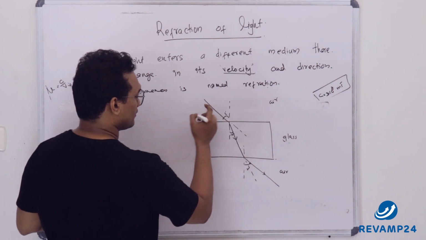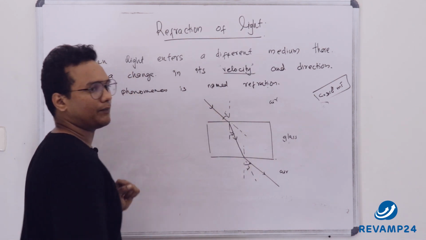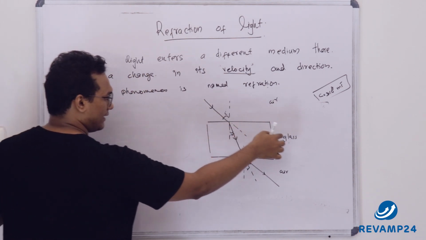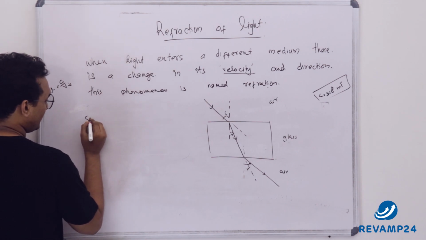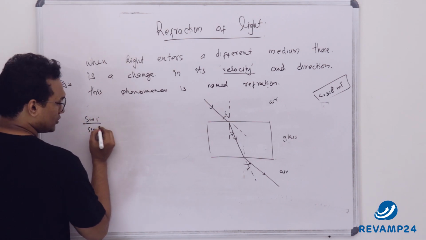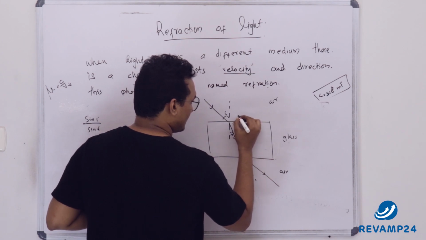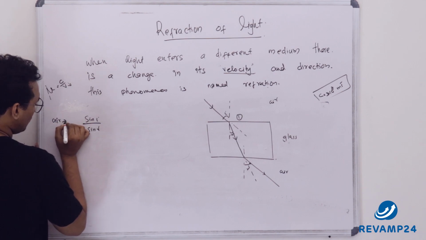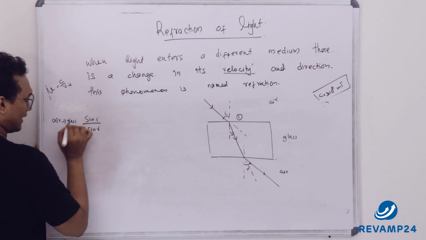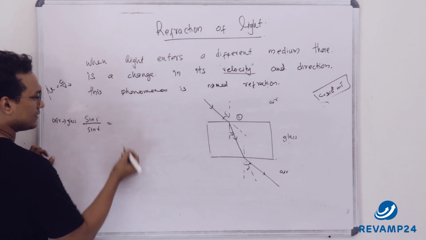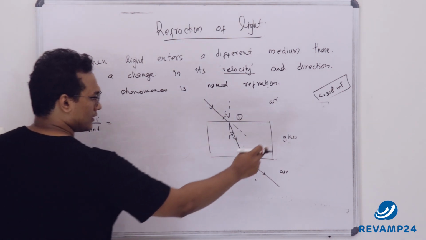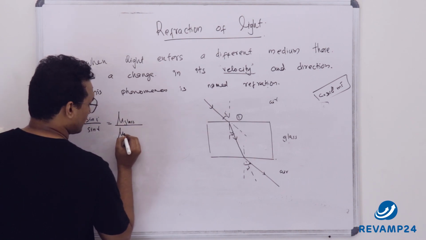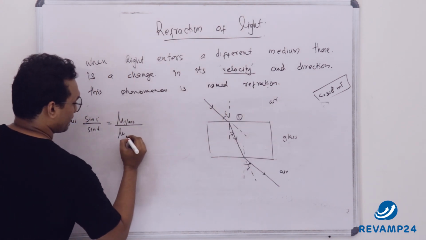Now we will see the cases of these two rays. What will happen to these two rays? First I have to see what this angle is. I know that sin I by sin R, at this interface 1, between air and glass, I have applied Snell's law. So sin I by sin R is equal to the refractive index of glass divided by the refractive index of air.